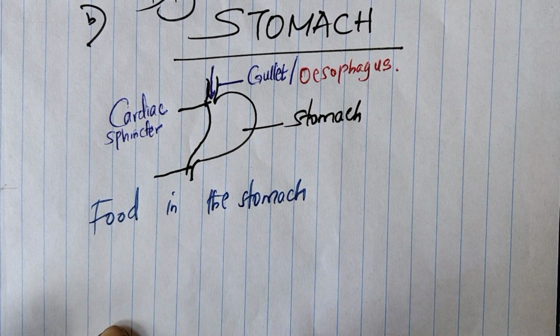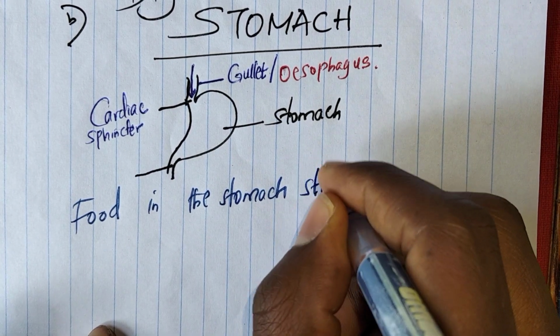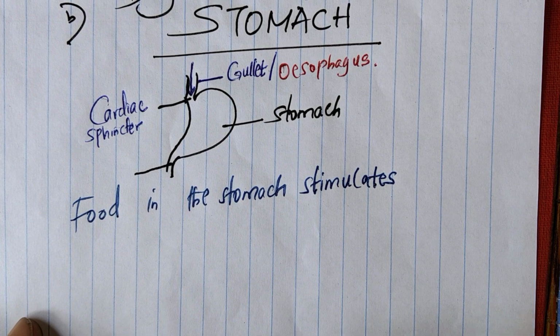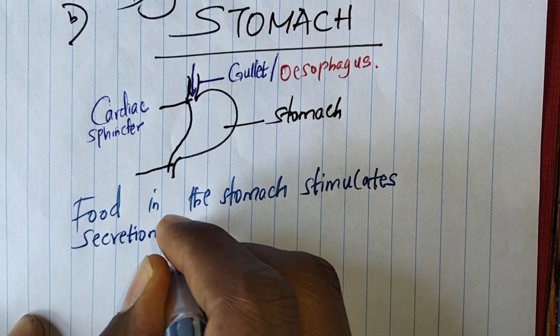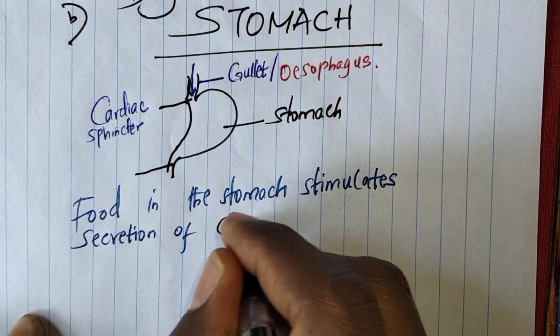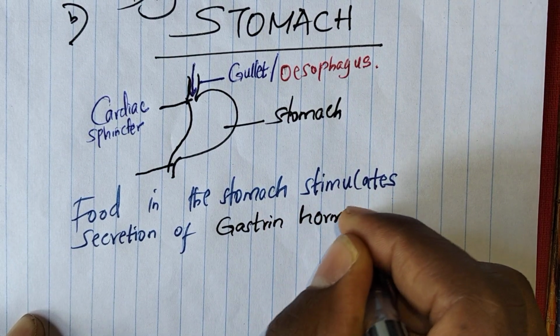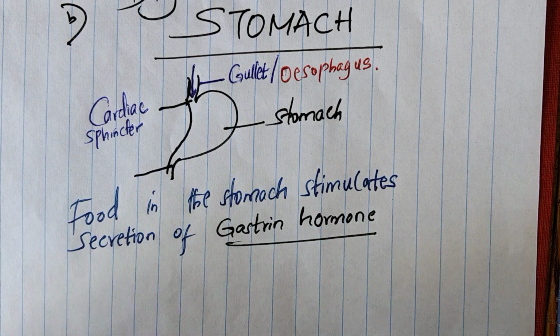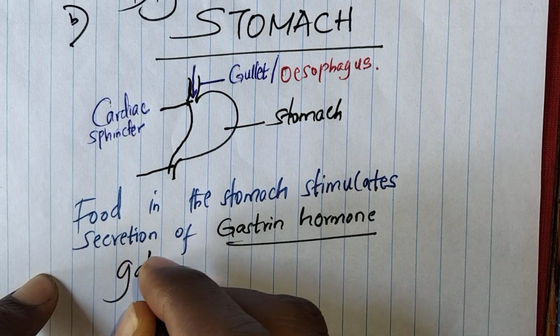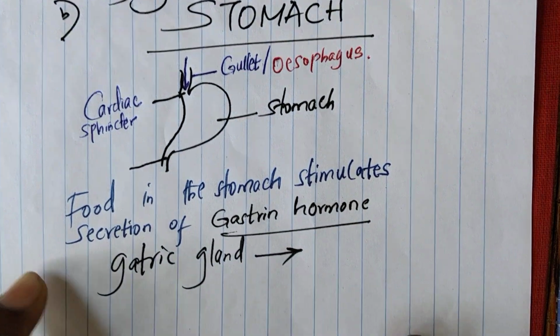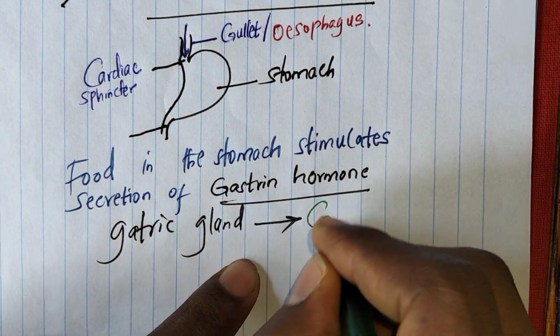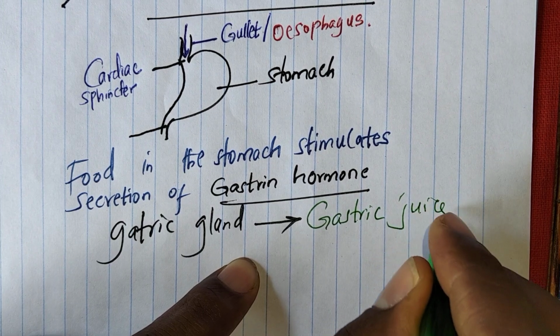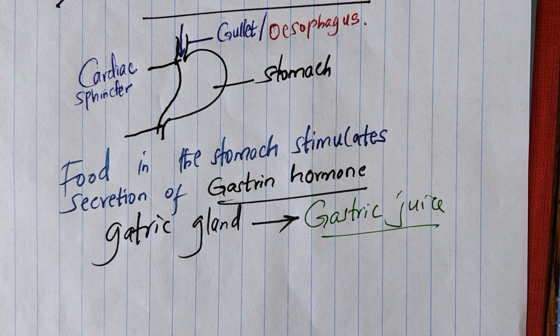stimulates secretion of gastrin hormone. This hormone is the one that in turn stimulates the gastric gland to secrete gastric juice. So this juice will now mix with food in the stomach. The mixture of food and the gastric juice.